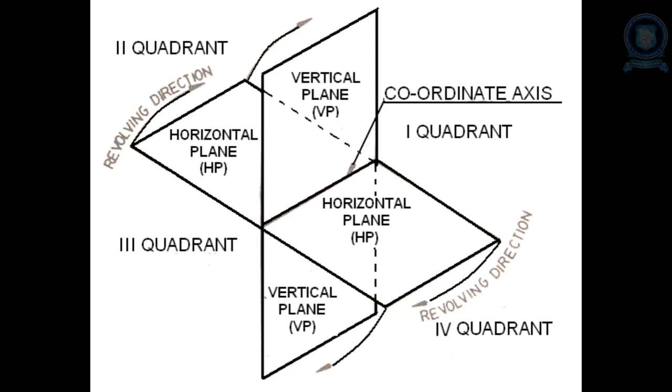The common line of intersection, that is the XY line, the reference line, lies in between the vertical plane and horizontal plane. That is the common reference line. Above the reference line you will get the front view, and below the reference line you will get the top view in case of first angle projection, which is done in the first quadrant.